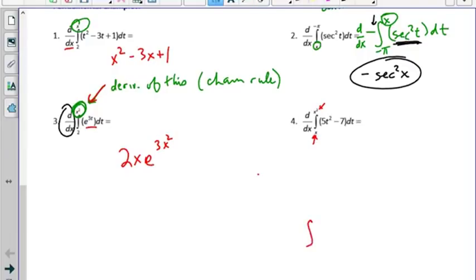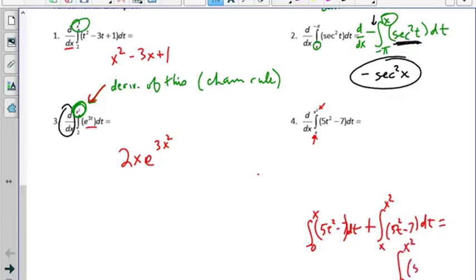So if I have the integral from 0 to x of 5t squared minus 7 dt, and I add that to the integral from x to x squared of 5t squared minus 7 dt, that gives me the integral from 0 to x squared of 5t squared minus 7 dt. So notice that I'm basically just separating the 0 to x squared into 0 to x and x to x squared. That's one of the rules that we learned yesterday. If we have the integral from 0 to x, integral from x to x squared, that's the same thing as saying the integral from 0 to x squared.